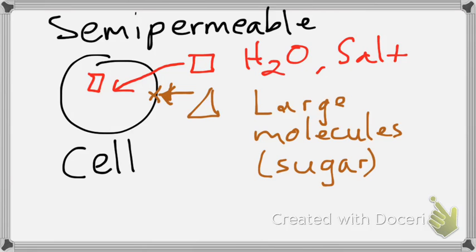So the square can just move in however it wants. It just slides in. Whereas the triangle gets blocked by the membrane, and we're going to talk about a door in a little bit, a type of door that has to be open in the cell to let the triangles through.